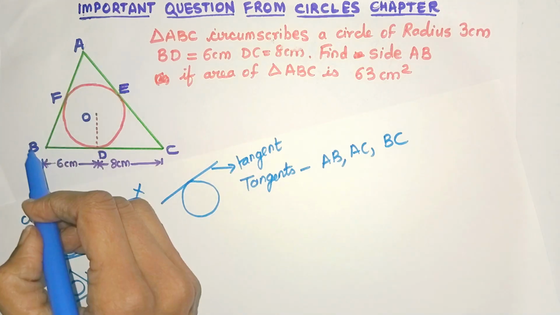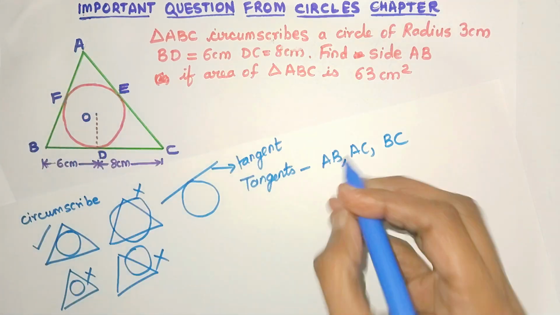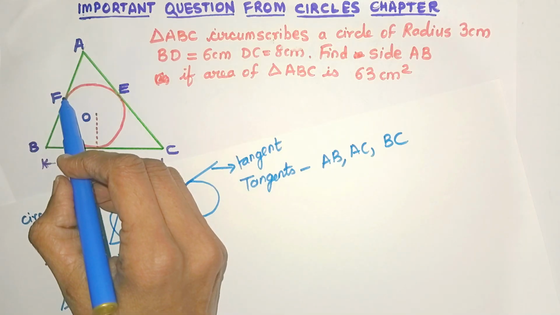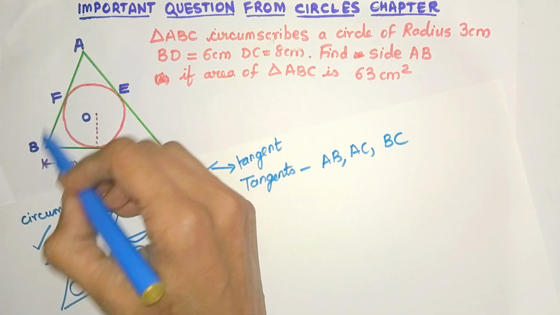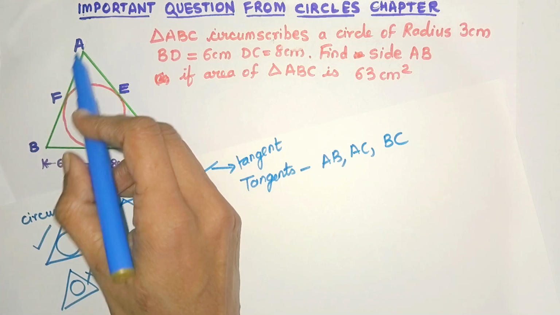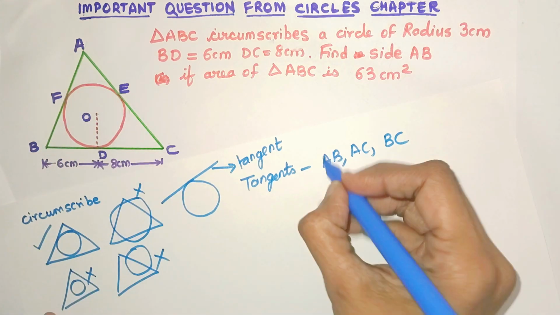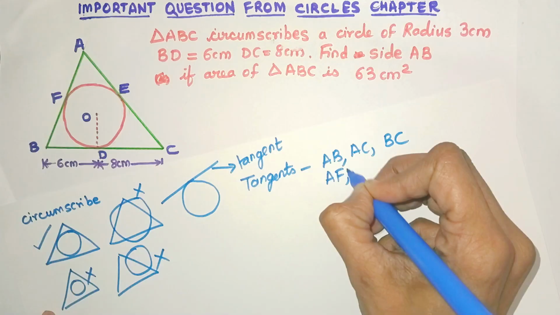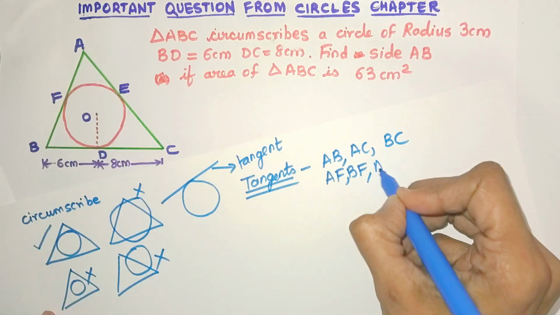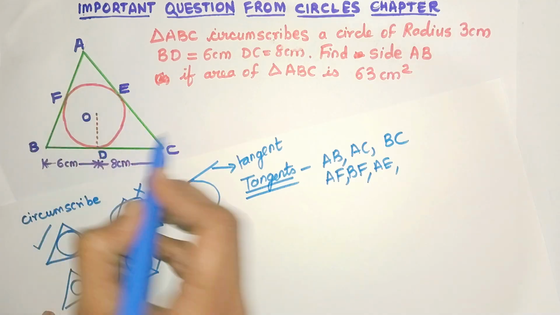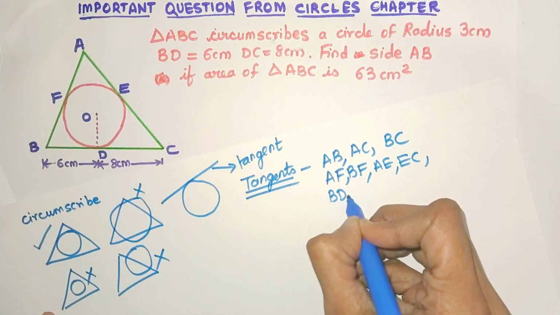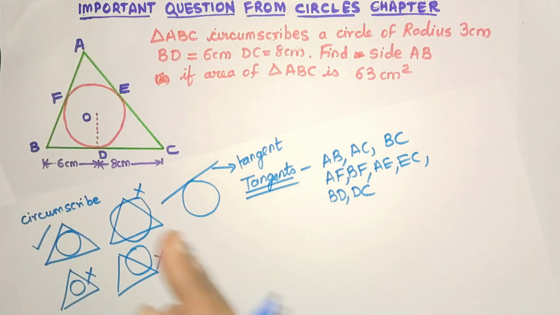Friends, if AB is a tangent, what about AF? See, AF is also a line segment and it touches the circle at F. In the same way, BF is also a line segment, it touches at only F. So both these are also tangents. So let's write it. AF and BF also are tangents. In the same way, AE, see over here, EC and BD, DC. So these are all tangents to the circle.